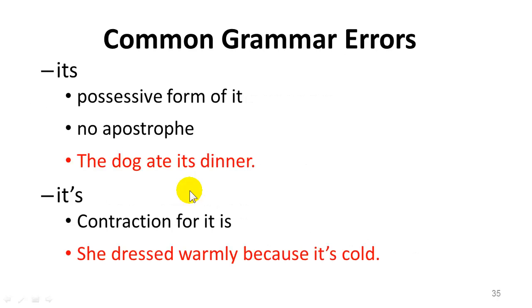Some common grammar errors. Its, I-T-S, with no apostrophe, is a possessive form of it. You do not have an apostrophe there. For example, the dog ate its dinner. I-T apostrophe S is a contraction for two words, it is. She dressed warmly because it's cold. This is something common. I see a lot of people using the apostrophe incorrectly.